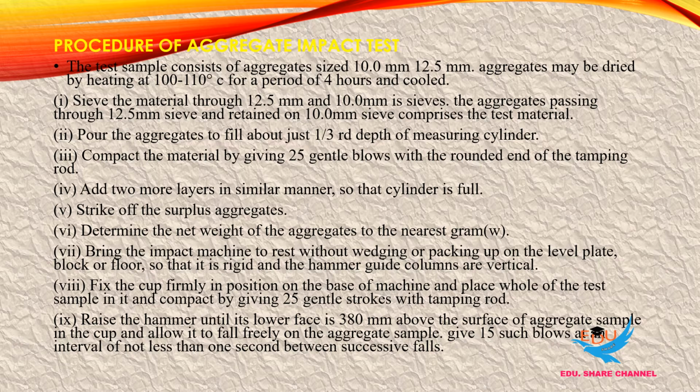7. Bring the impact machine to rest without wedging or packing up on the level plate, block or floor, so that it is rigid and the hammer guide columns are vertical. 8. Fix the cup firmly in position on the base of the machine and place the whole of the test sample in it and compact by giving 25 gentle strokes with the tamping rod.